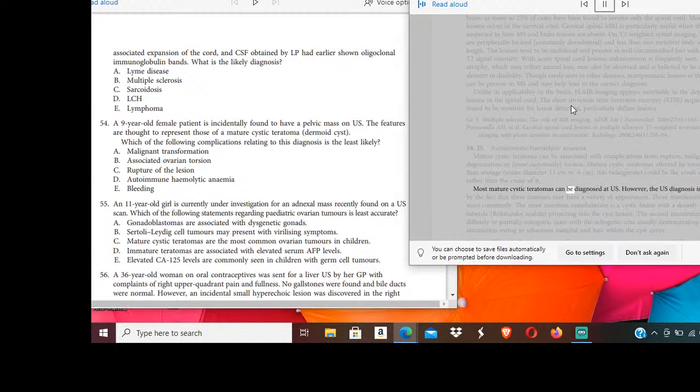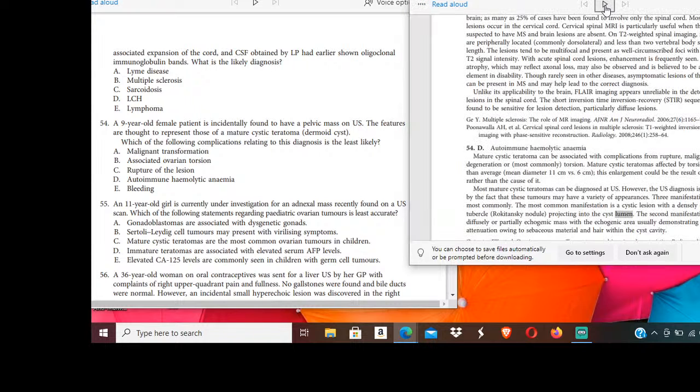Most mature cystic teratomas can be diagnosed at US. However, the US diagnosis is complicated by the fact that these tumors may have a variety of appearances. 3 manifestations occur most commonly. The most common manifestation is a cystic lesion with a densely echogenic tubercle, Rokitansky nodule, projecting into the cyst lumen.